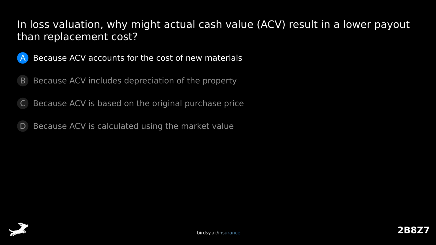Is it A, because ACV accounts for the cost of new materials? B, because ACV includes depreciation of the property? C, because ACV is based on the original purchase price? Or D, because ACV is calculated using the market value? The answer is B, because ACV includes depreciation of the property.